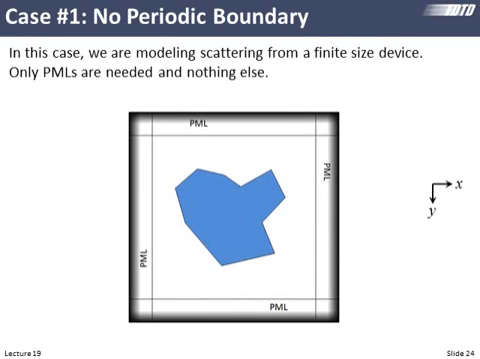All right, case number 1. Let's say we don't have any periodic boundaries. Well, that's great. We put a PML all the way around. We just have our device in the middle, and that's all we really need. We hit it with a wave, it scatters, we record that. There's no problems. Either we're not talking about something periodic or we've included enough periods in this model that, again, there's no problems.